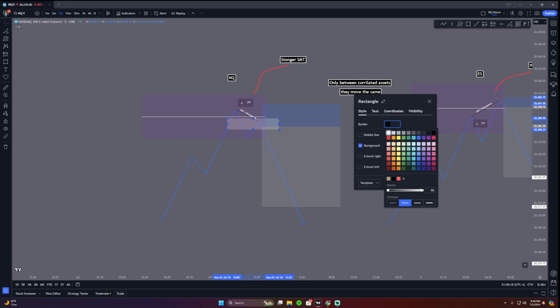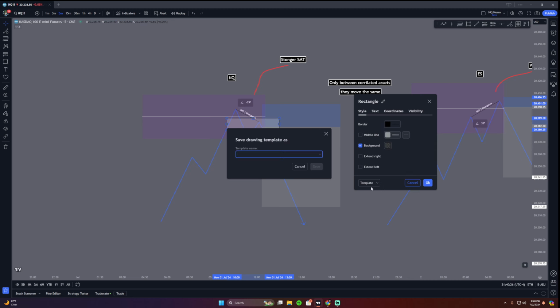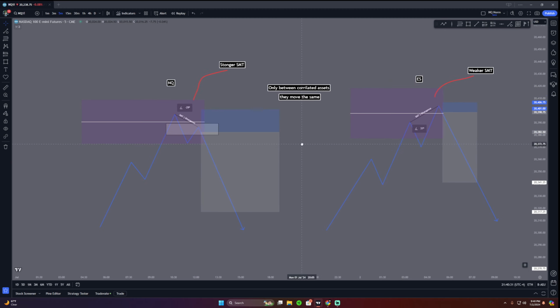Sorry, let me put a border on this one, because it's annoying me a lot. What's a good border color? Save as. Okay.